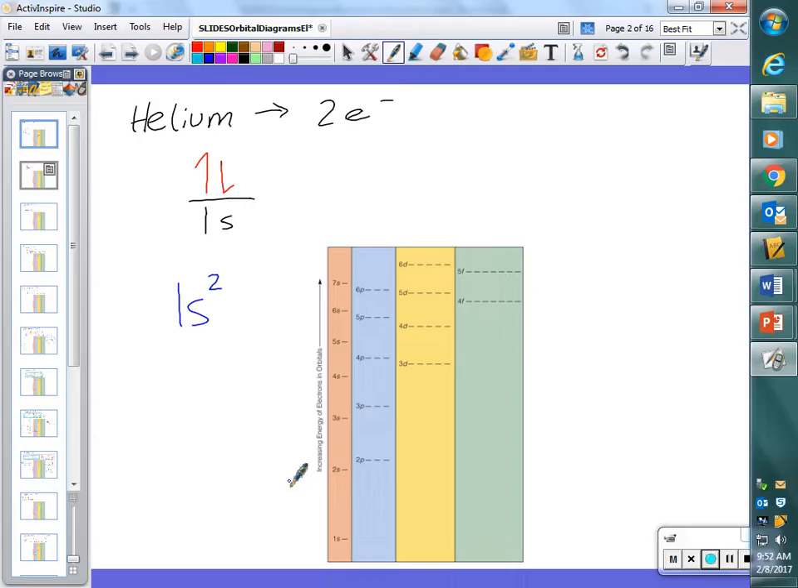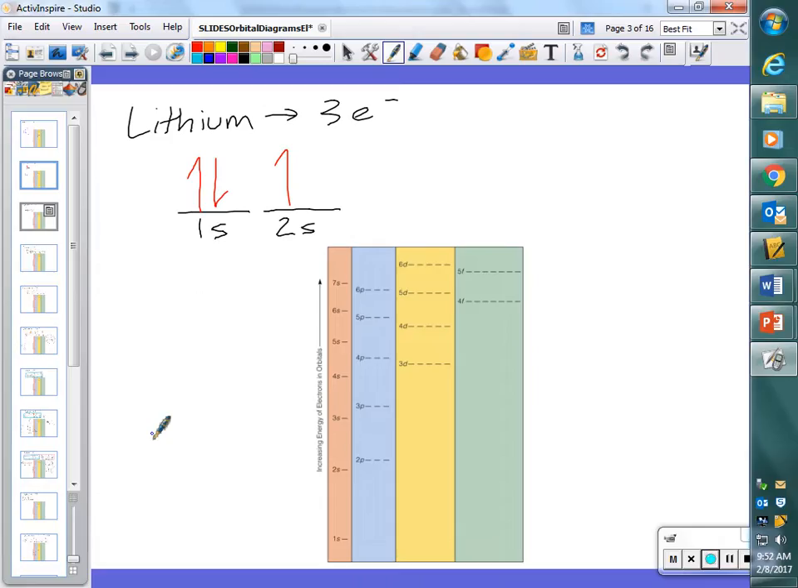So you write down the orbital even if it's not completely full. Even if it's not completely full, because that is where electrons are, we just may not have filled up that orbital, right? So electron configurations have to tell us which orbitals have electrons in them and how many electrons are in each of those orbitals. Okay? All right, next, lithium.